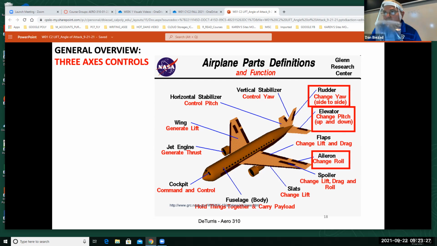Or the horizontal stabilizer can be divided into two pieces, an elevator and a horizontal stabilizer. Okay, so if it has an elevator, then that's the control surface that the pilot moves in the cockpit. He moves the elevator. The control surface in a big airplane that controls what's called the trim.